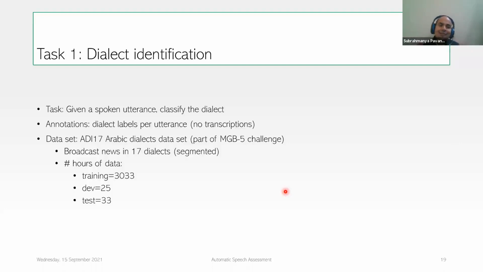The data set consists of almost 3,000 hours of training data corresponding to 17 dialects, which is broadcast news. And for evaluation, we have two sets. One is dev set and the other one is test set. I'm going to show the results on the test set.